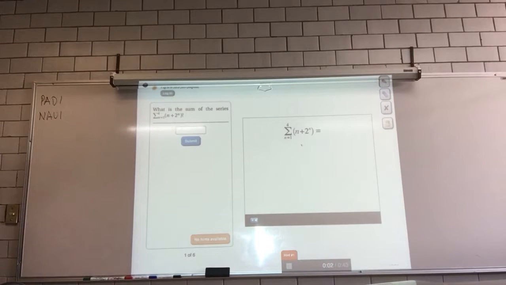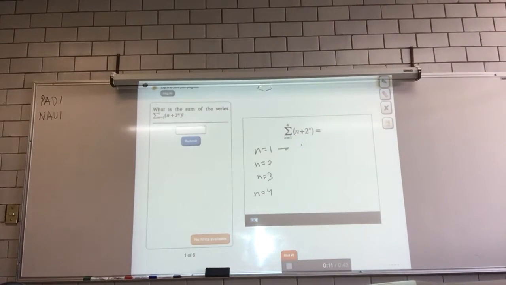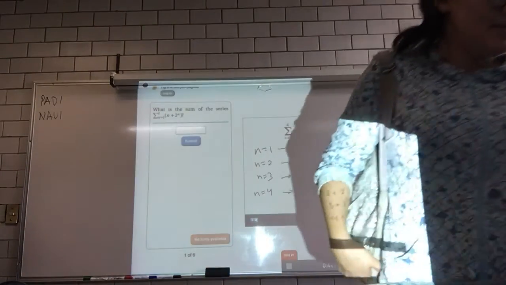Okay, let's see what the terms are. So let's look at when n equals 1, n equals 2, n equals 3, and n equals 4. So for n equals 1, we have 1 plus 2 to the first, which is 1 plus 2, or 3. For n equals 2, we have 2 plus 2 squared, which is 4, and 4 plus 2 is 6. For n equals 3, we have 3 plus 2 to the third, 2 to the third is 8, 8 plus 3 is 11. And n equals 4 is 4 plus 2 to the 4th. 2 to the 4th is 16, and 16 plus 4 is 20. So try to find the sum of these four terms.